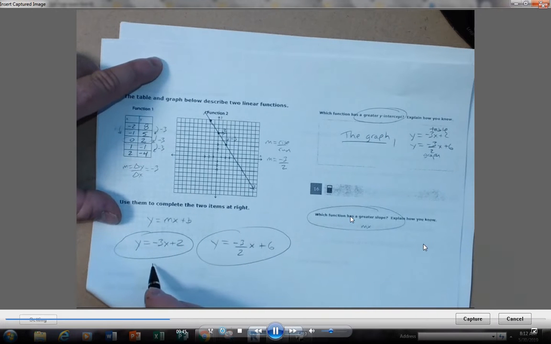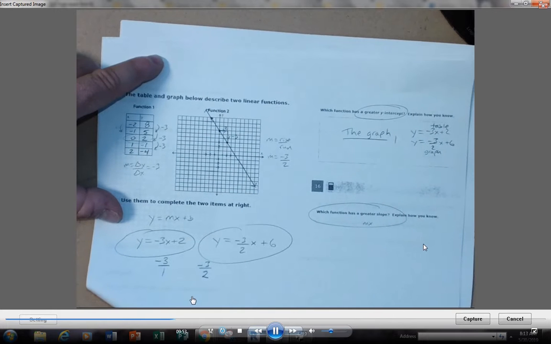Next problem. Greater slope. This is where it gets really tricky for this one. Negative 3 is negative 3 over 1. The table or the graph is negative 3 over 2. And they want you to compare. And when you're doing that, that's super close.